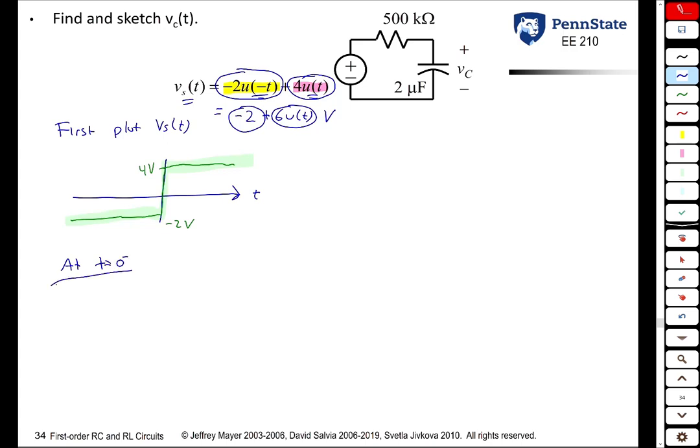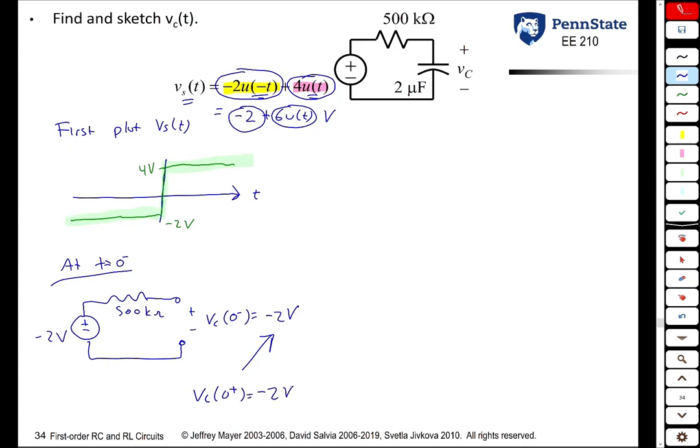So t equals 0 minus, it's a DC steady state problem, fairly simple one. The capacitor is an open circuit, and VC of 0 minus is just negative 2 volts. Of course, this also means that VC of 0 plus is negative 2 volts.